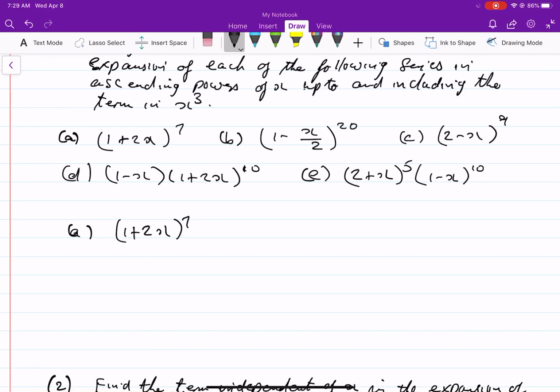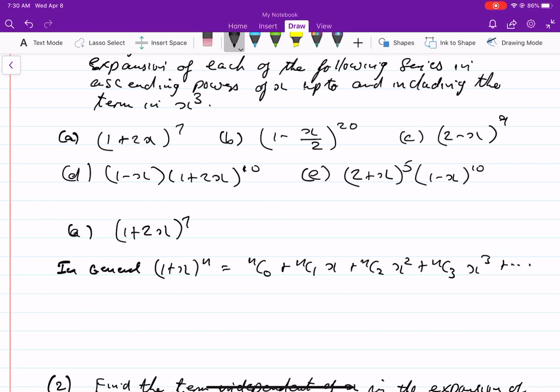What I would do here is write out the generic expansion for (a plus x) to the n. So in general, not a plus x, 1 plus x, because this one started with a 1. In general, (1 plus x) to the power n is equal to nC0 plus nC1 x plus nC2 x squared plus nC3 x cubed. Notice they only asked me for the expansion up to and including the term in x cubed, so that's why I stopped the expansion there.